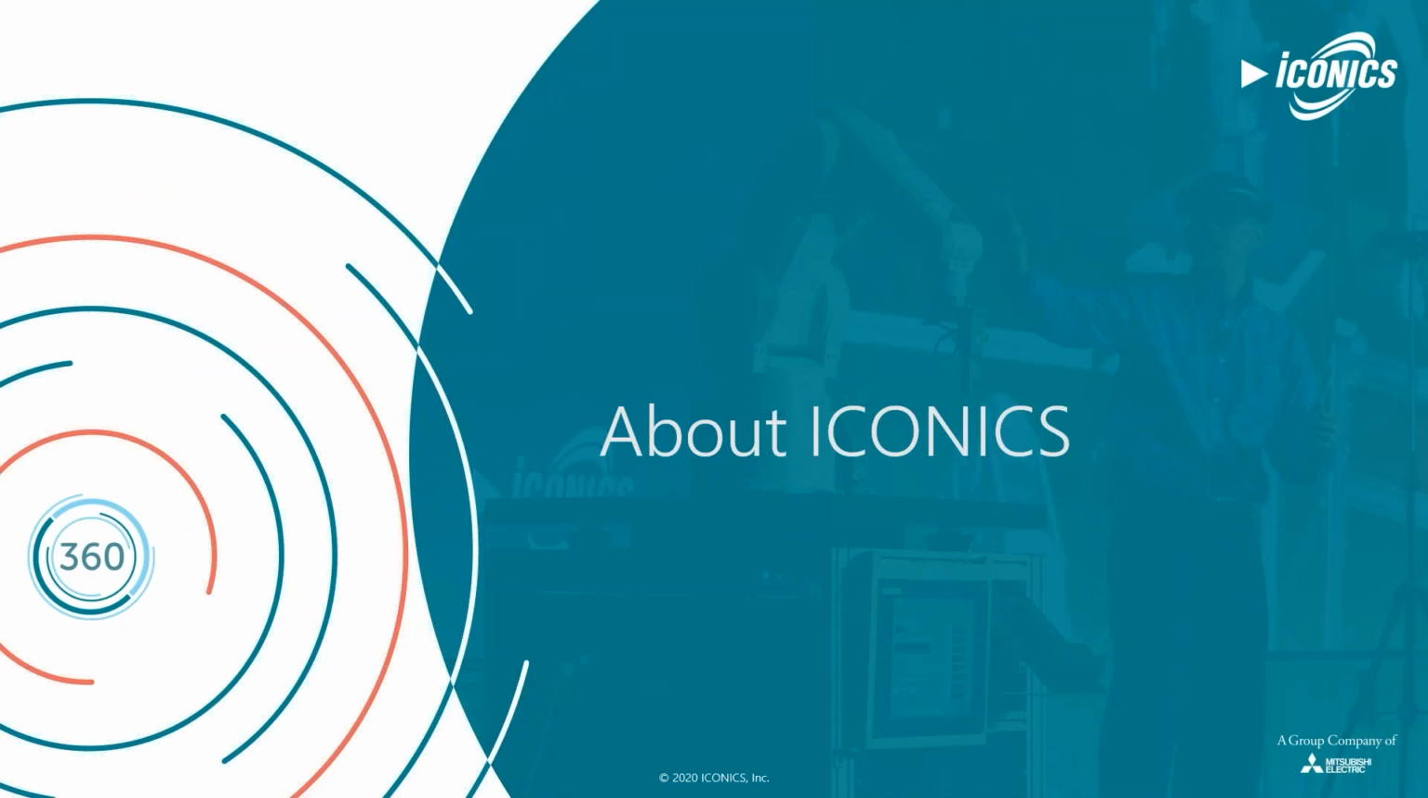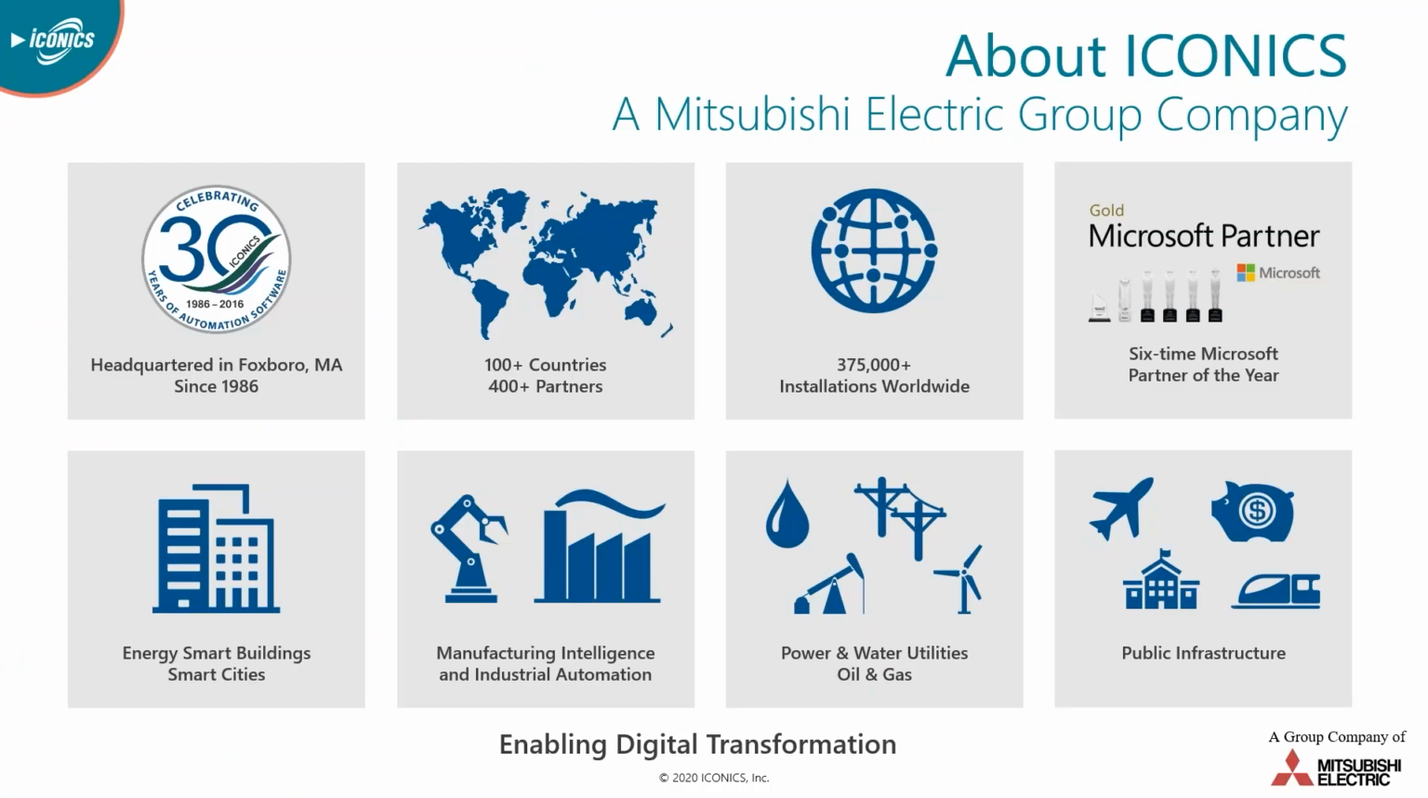But first, let's introduce Iconics a little bit. We have been around over 30 years. We started in 1986. And thanks to our partner network with over 400 organizations, we have installed 375,000 applications. We work closely with Microsoft and have been awarded 6 times the Partner of the Year award in different industry segments. So you see at the bottom that Iconics solutions can be found in infrastructure projects such as the metro, the train, the tunnels, the airports, but also in oil and gas exploration fields and renewable energy projects, water management, and also in thousands of intelligent buildings around the globe.